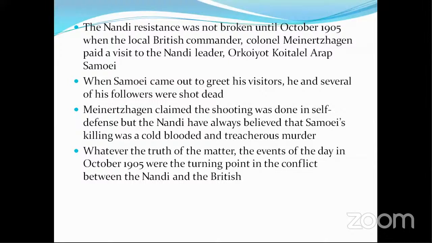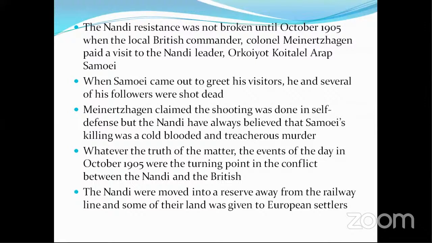Whatever the truth of the matter, we don't know whether he was murdered or anything. The events of that day in October 1905 were a turning point in the conflict between the Nandi and the British. We are summarizing the course, and I think you can see how it went. The Nandi were moved into a reserve far away from the Uasin Gishu line, and some of their land was even given to the European settlers.